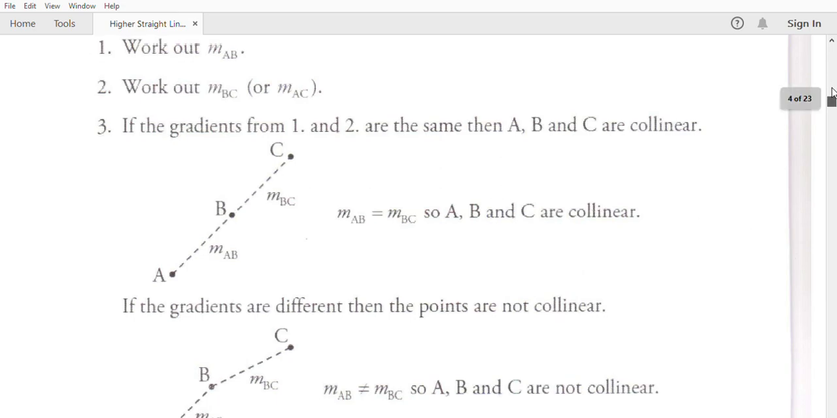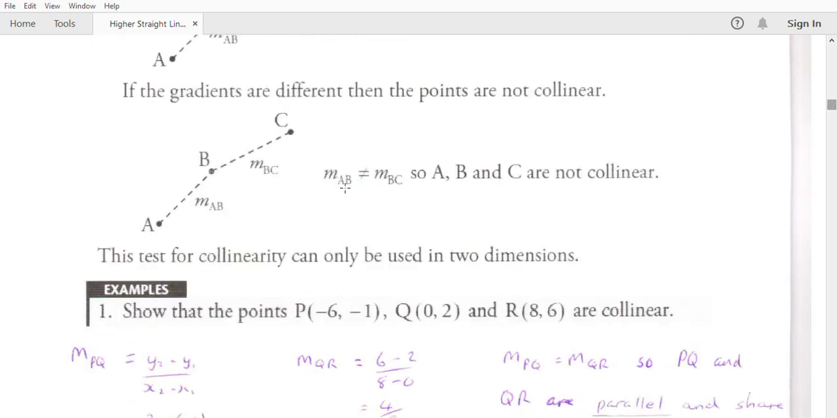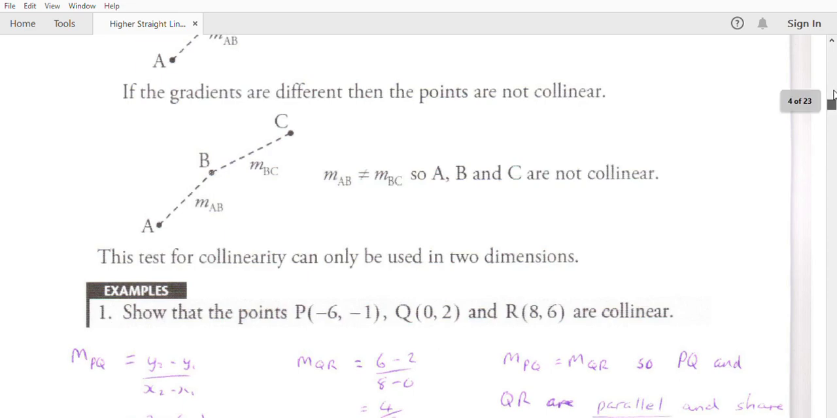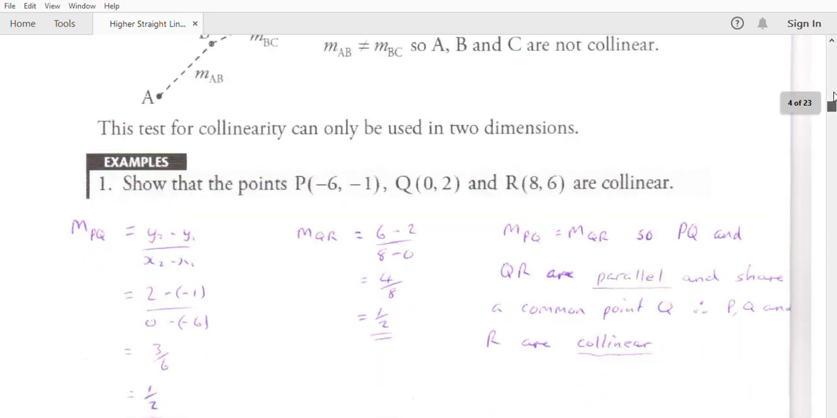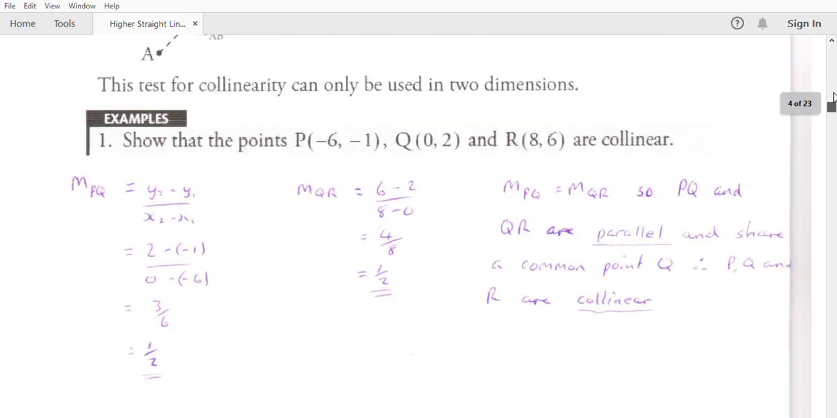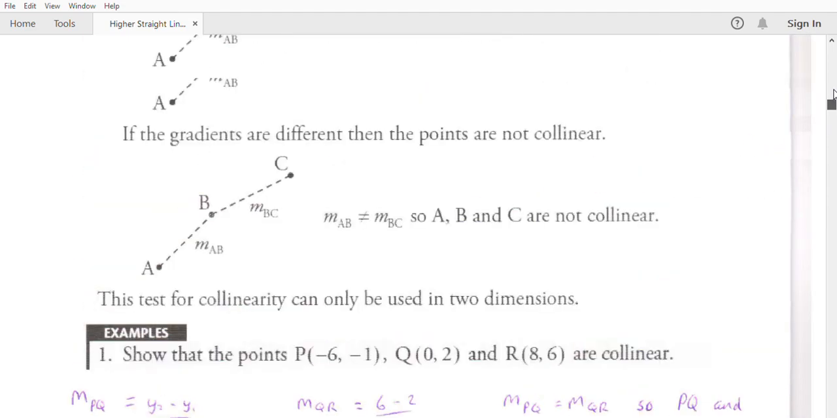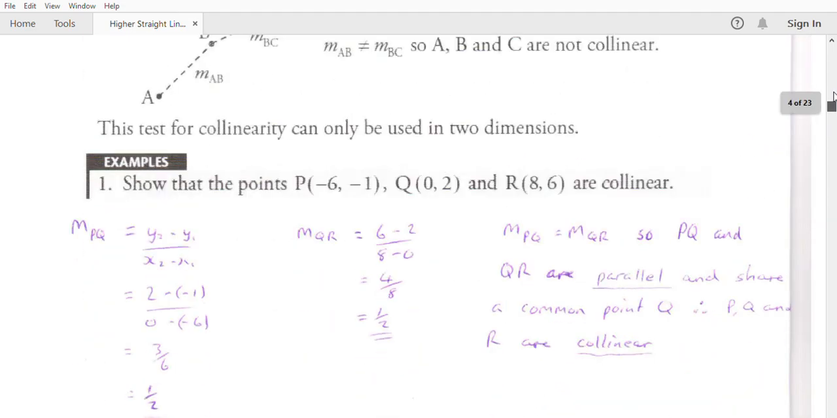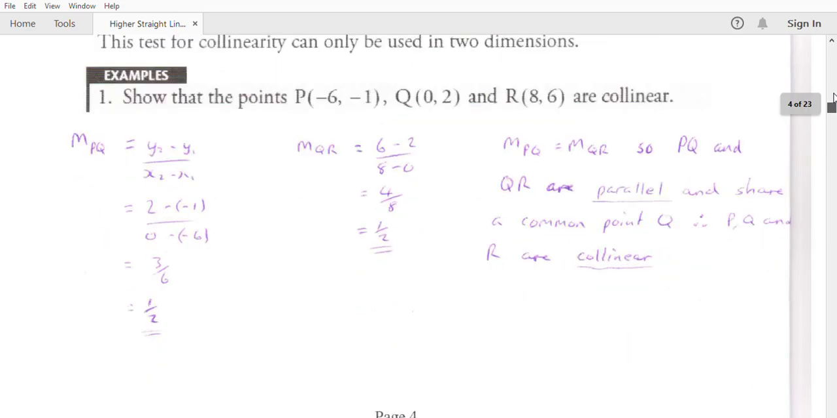When are 3 points not collinear? Well, that will be when the gradients are not equal. So here we can see this is not a straight line, there's a bend in it at point B, so they are not collinear. This test for collinearity can only be used in 2 dimensions, so this won't work in 3D, although we can use vectors to do that, which we will look at later in the course, or you might have already covered that depending on which order you're doing the course in.